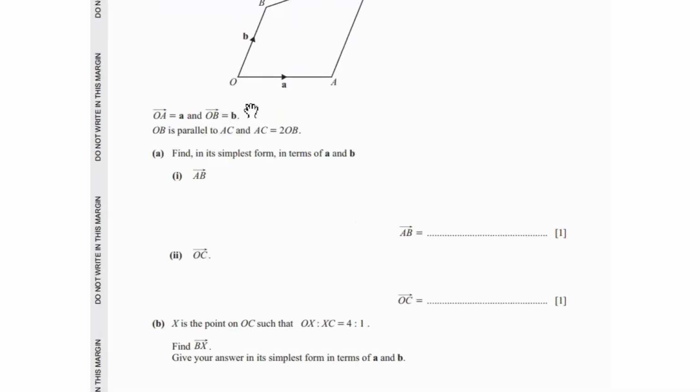Then it says X is the point on OC such that OX to XC is 4:1. We have to find BX, giving the answer in simplest form in terms of A and B. So OX to OC is 4:1. We have to find BX.